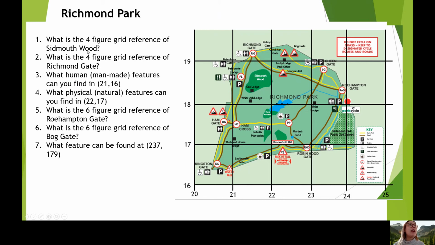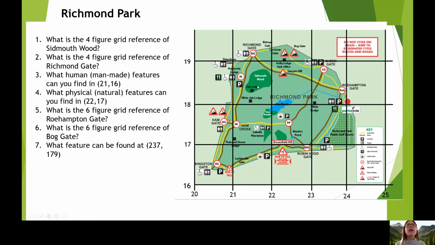Step number 1, we have to locate Sidmouth Wood. Can you find Sidmouth Wood somewhere on this map? So I'm looking for greenery because I know it's a wood. There's greenery and there is Sidmouth Wood. The question is asking for a 4-figure grid reference or a 6-figure grid reference. It's asking for a 4-figure grid reference.